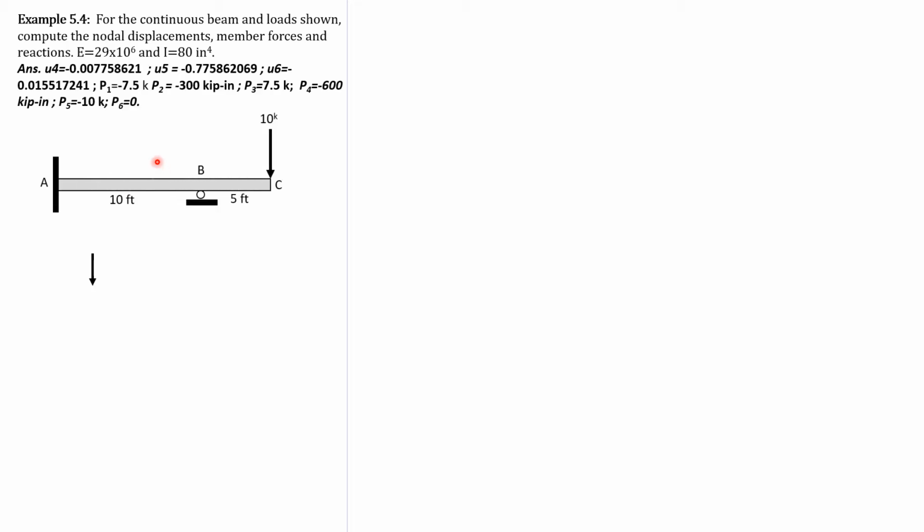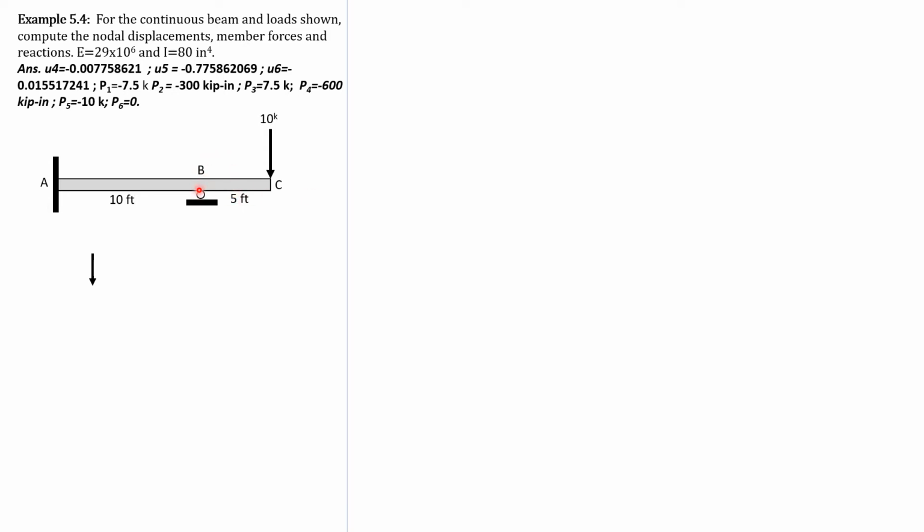Let's have example 5.4 on your handout. For the continuous beam and load shown, compute the nodal displacements and member forces and reactions. E is 29 times 10 to the 6 psi, and I is 80 inches to the 4th. So this is the beam, and there are only 3 degrees of freedom, so we can't solve this directly, but we have to have stiffness for AB and BC.